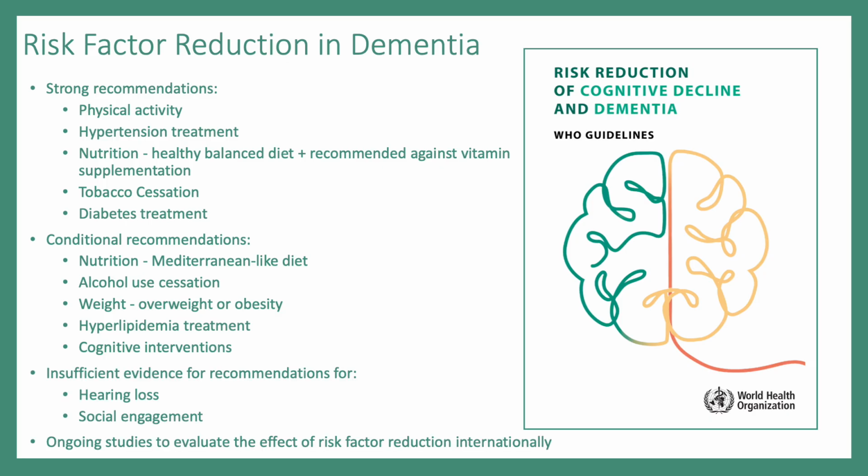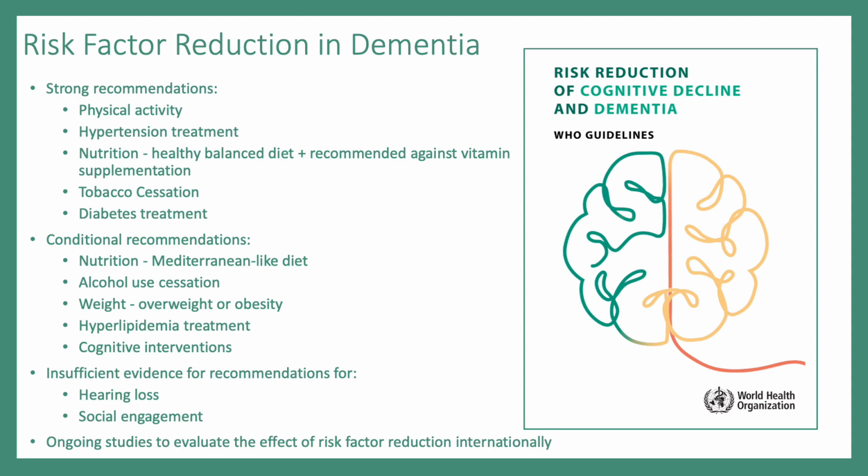What are the risk factors for dementia? I like to think about it in terms of whatever is bad for your heart is bad for your brain. Whatever is good for your heart is also good for your brain. So there are certain things that we know for a fact increase your risk of developing dementia. Lack of physical activity, hypertension, and diabetes all increase your risk of dementia.